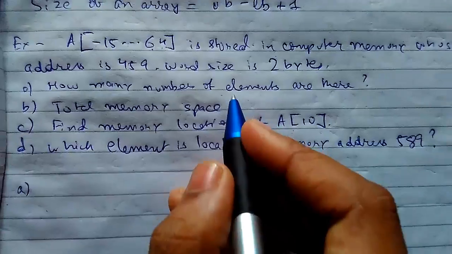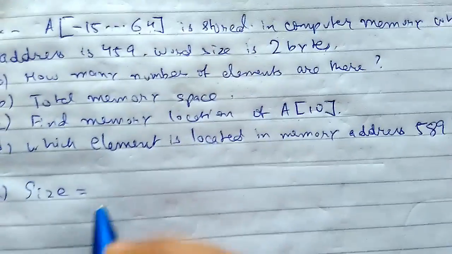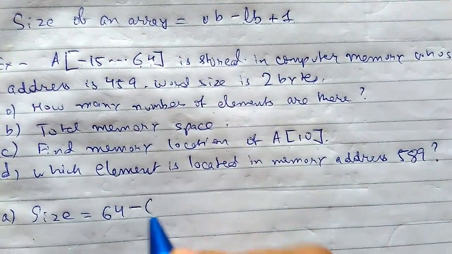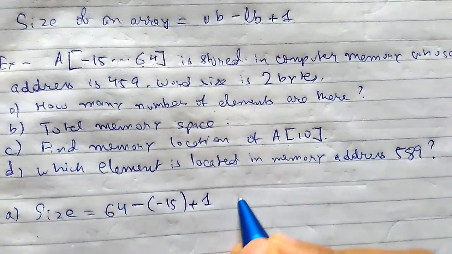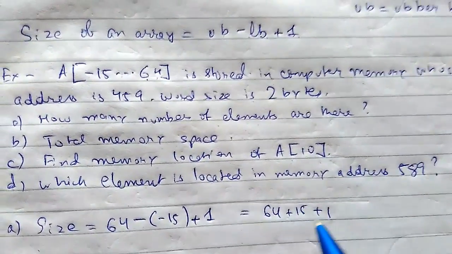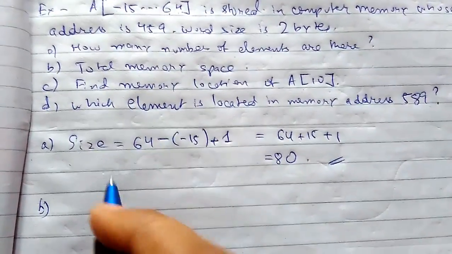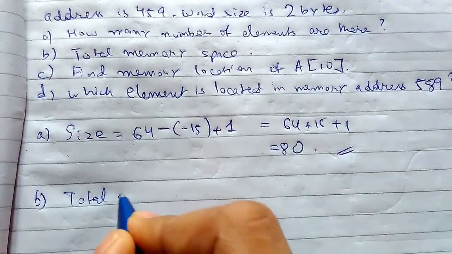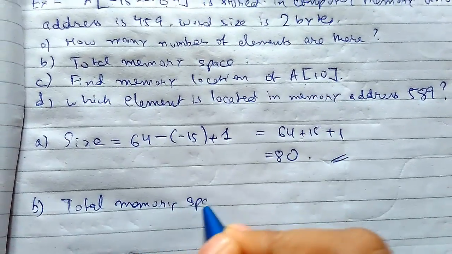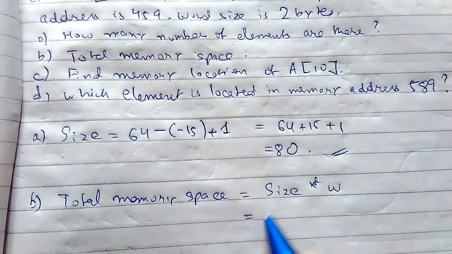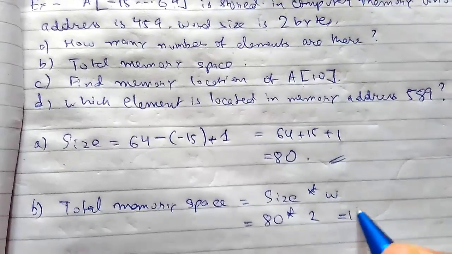For how many elements there are, that is the size. The formula of size was ub minus lb plus 1. So here ub is 64, minus of minus 15, and plus 1. So 64 plus 15 plus 1 gives us 80. This is the size of the array. Next we have the total memory space. The formula is, I forgot to mention, size times the word size. So 80 times 2 equals 160 bytes.